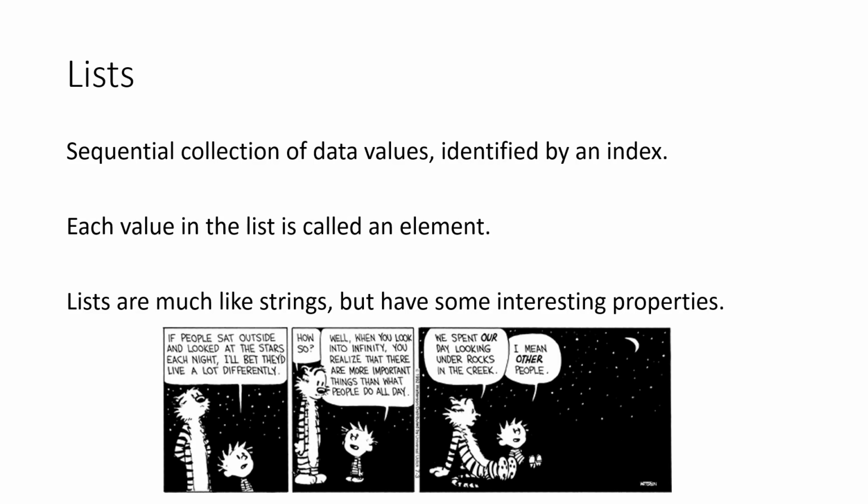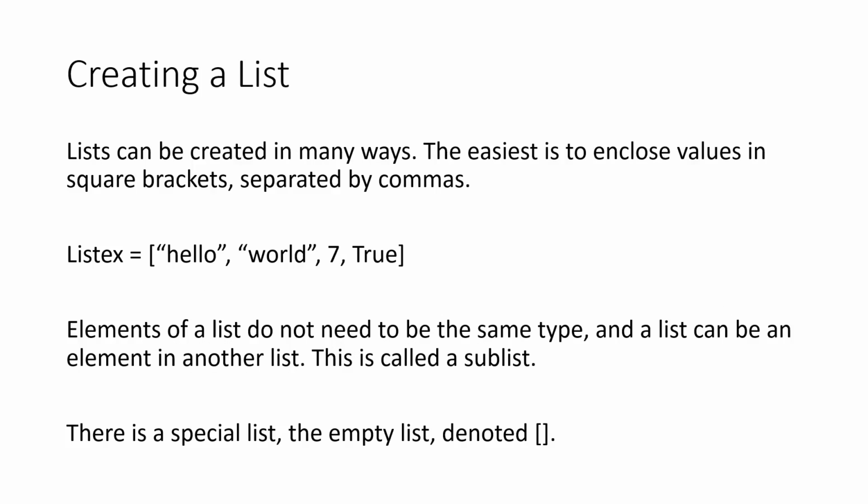Lists represent a sequential collection of data values identified by an index. You can think of a list as a way to store a collection of other data values or variables. Each value in the list is called an element. Now we've talked a little bit about strings before, and lists have many of the same properties as strings, but they also have some unique and interesting properties.